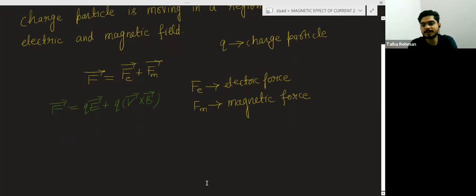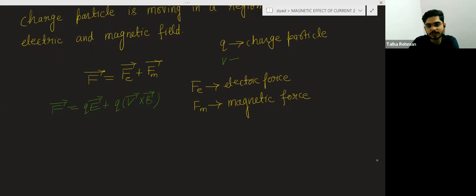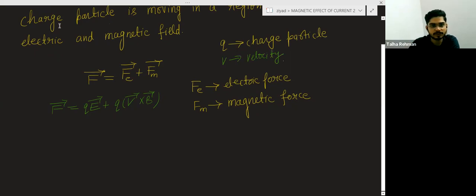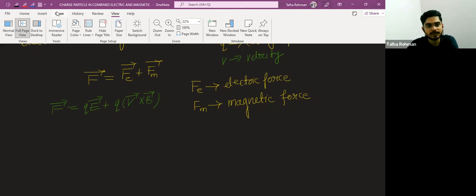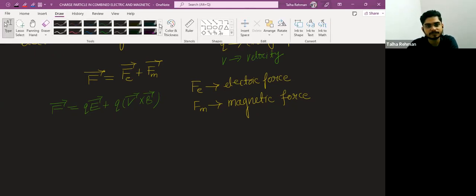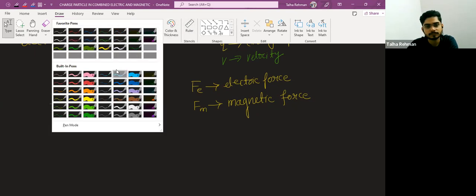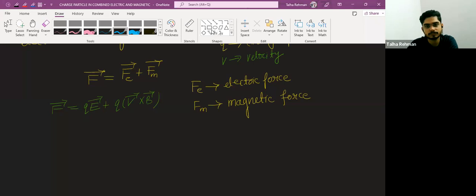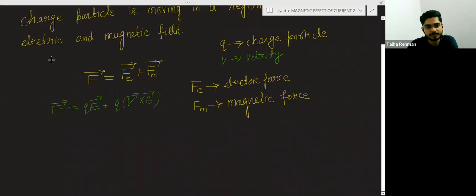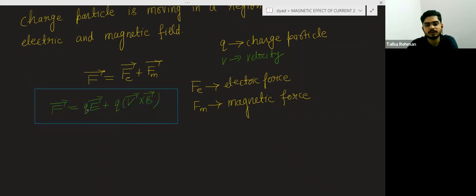So your charged particle is moving in a region where electric and magnetic field both are present. And suppose V is the velocity of the charged particle. So this is the combined electric and magnetic field. So remember this: charge into electric field.